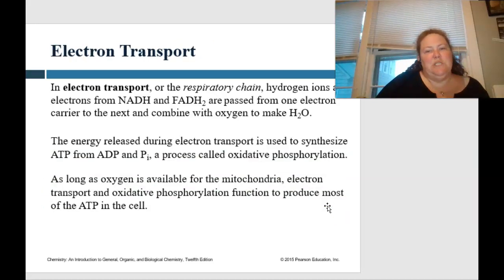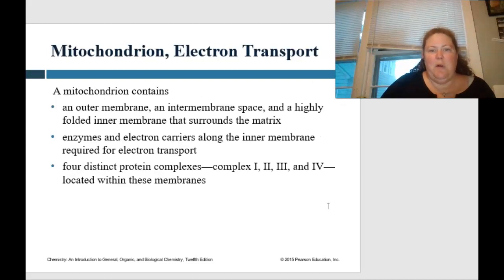In the electron transport chain, this is also called the respiratory chain, hydrogen ions and electrons from NADH and FADH2 are passed from one electron carrier to the next, and they combine with oxygen to make H2O. The energy released during electron transport is used to synthesize or make ATP from ADP and Pi, and this is a process that's called oxidative phosphorylation. Sometimes I'll call it OXPHOS, right? As long as oxygen is available for the mitochondria, electron transport and oxidative phosphorylation function to produce the most ATP in the cell. So this is where we really get the bang for the buck.